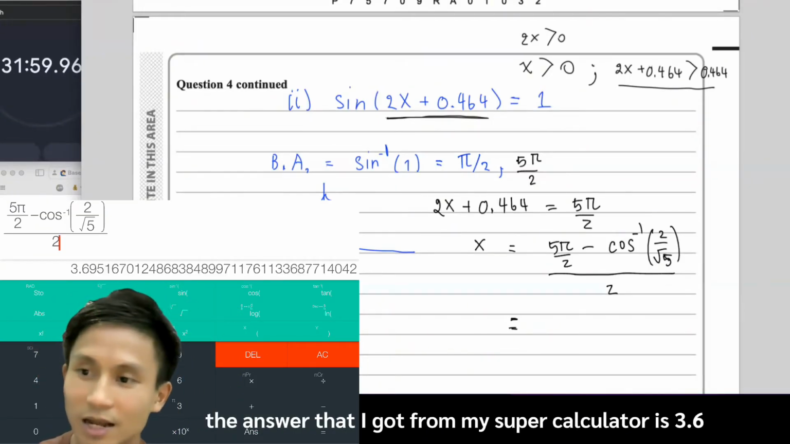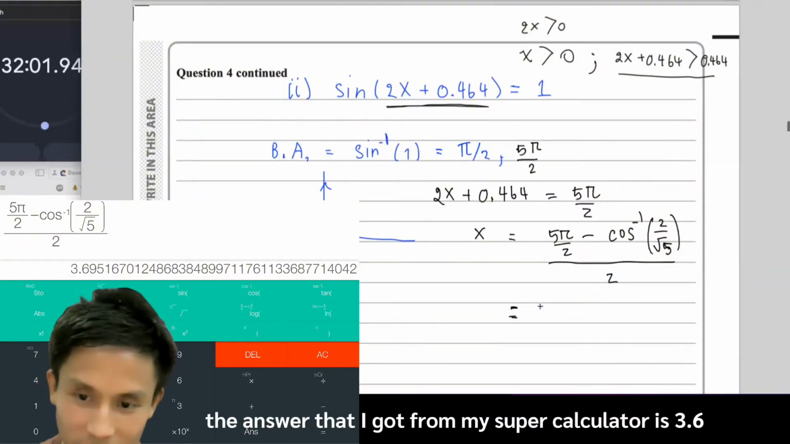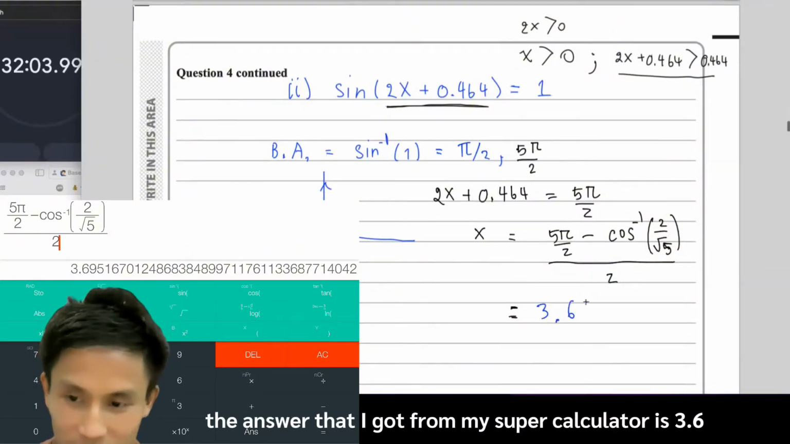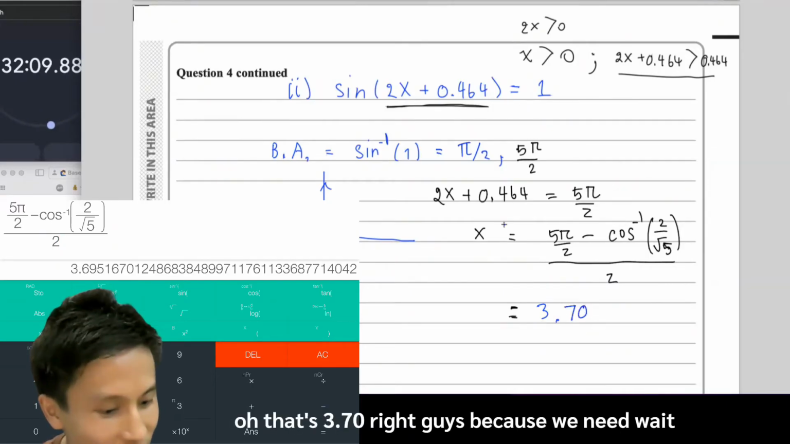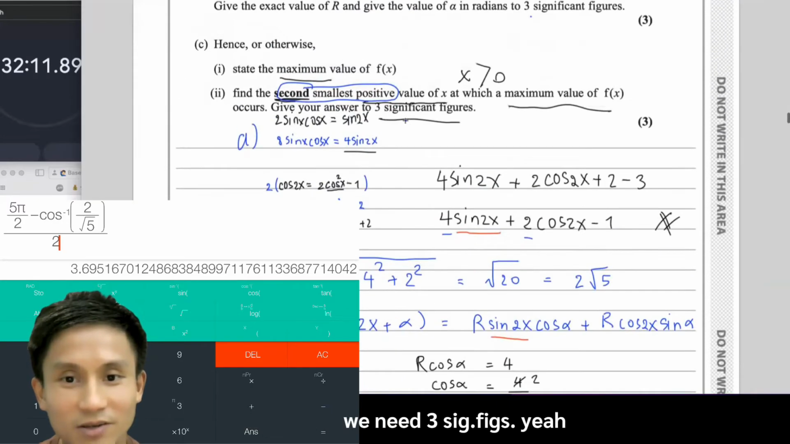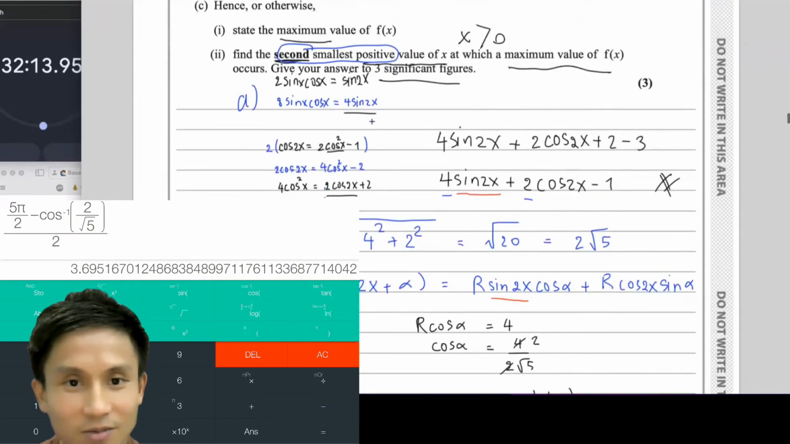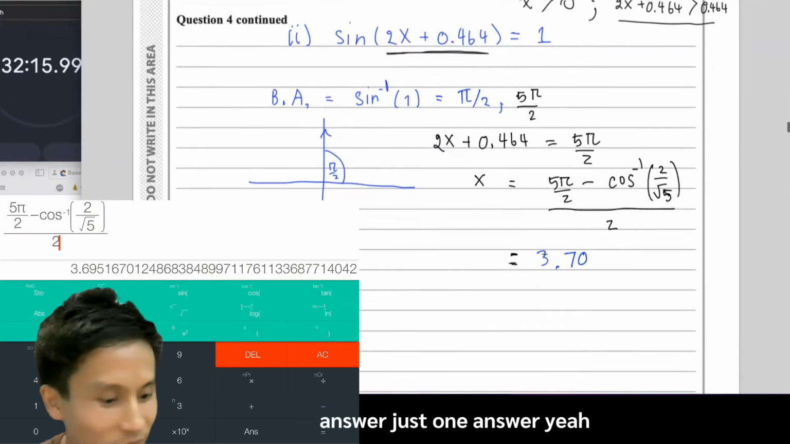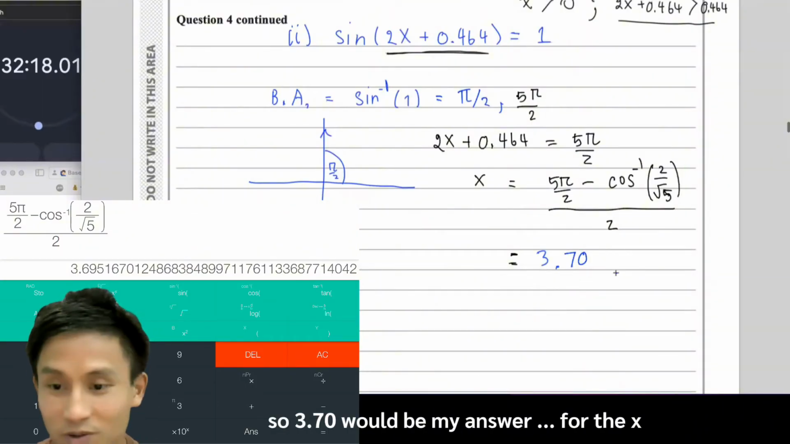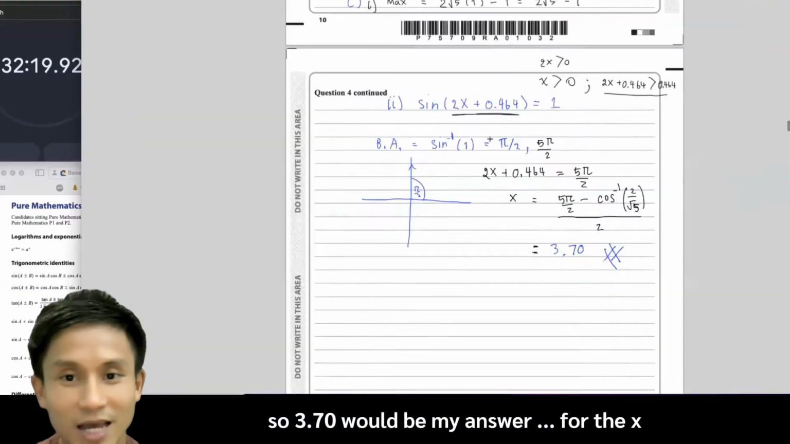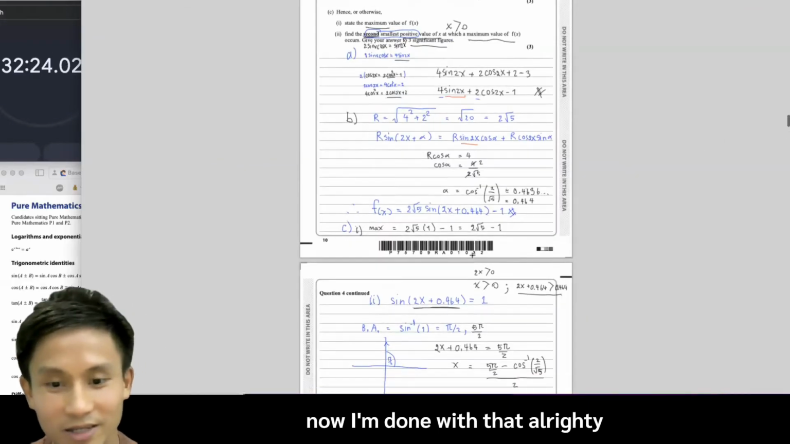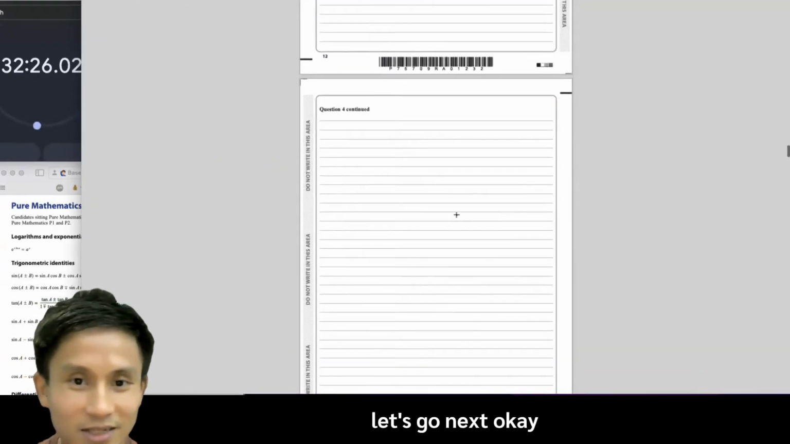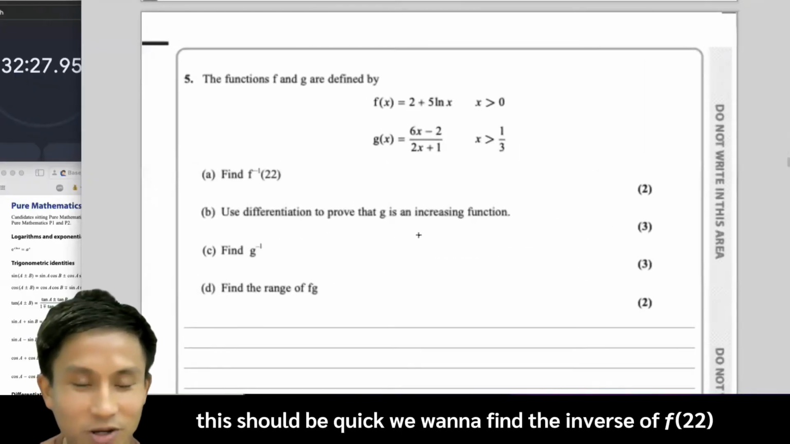The answer that I got from my super calculator is 3.6. Oh, that's 3.70, right, guys? Because we need 3 sig figs. Answer, just one answer. So 3.70 would be my answer for the X. Now I'm done with that. Alrighty. Let's go next. Okay, this should be quick.